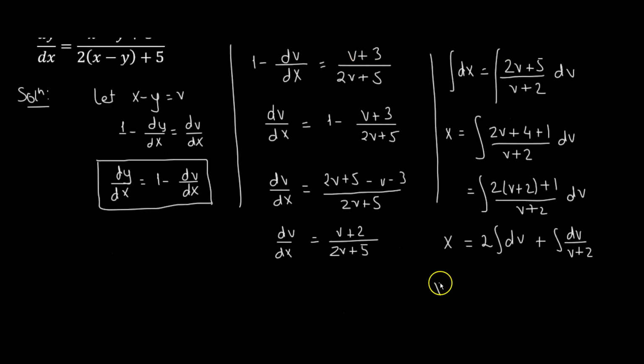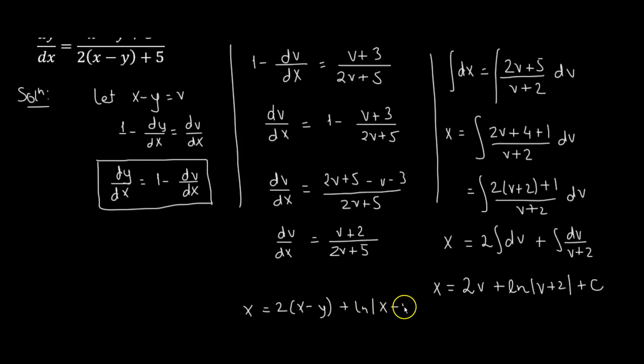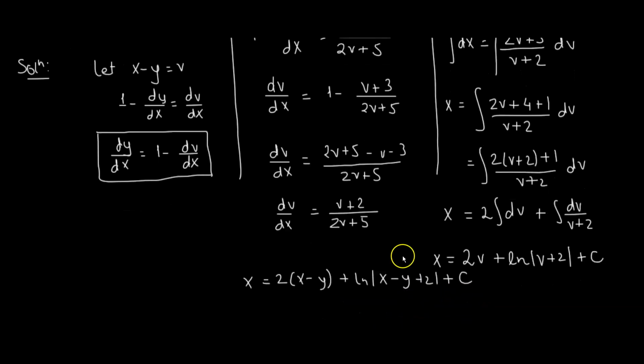So we have x equals 2 times integration of dv, which will be v, plus integration of dv over v plus 2. So that's natural log of v plus 2, plus the constant of integration c. Now in place of v, we'll have to replace it with x minus y. So we have x equals 2 times (x minus y) plus natural log of (x minus y plus 2) plus the constant of integration c.